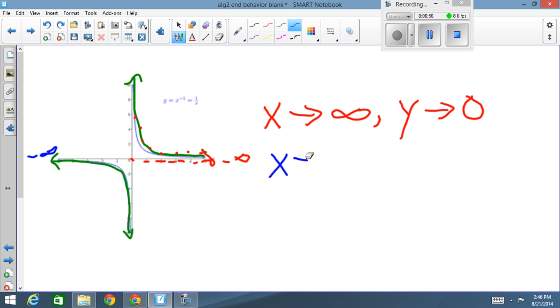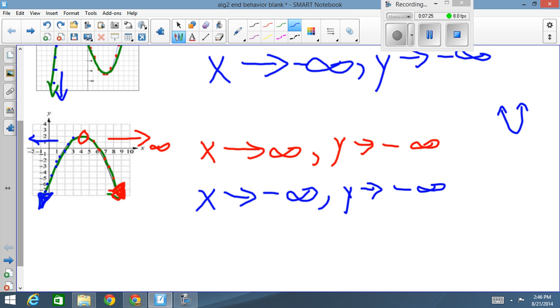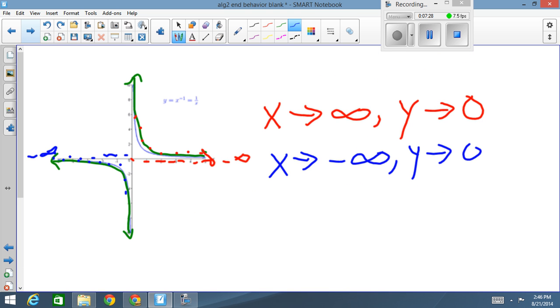As my x approaches negative infinity, which is over here, I'm going this way. Once again, I'm approaching this dotted line. I'm approaching 0. So you may have y approaching way up in the sky, like in our first example, or going straight down, like in our second example. In this particular example, the end behavior is approaching the line y equals 0. Y is approaching 0. Okay.